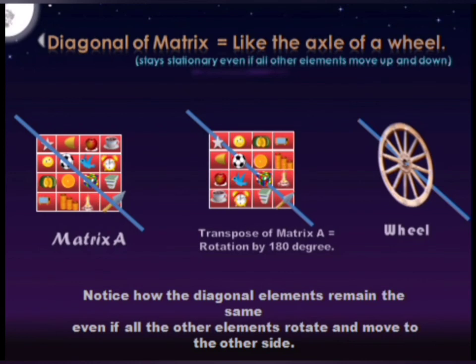What if you are told that the diagonal of a matrix is the axis around which things rotate, and that the transpose of a matrix is the entire matrix, or the object that it represents, rotated by 180 degrees about the diagonal as an axis, and that the transpose of a transpose of a matrix will be the entire matrix rotated by 360 degrees.